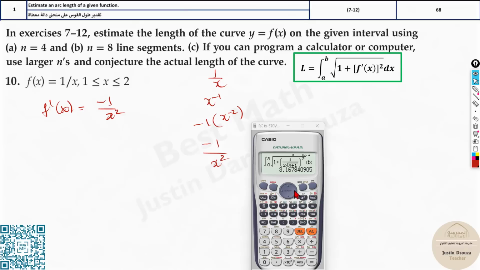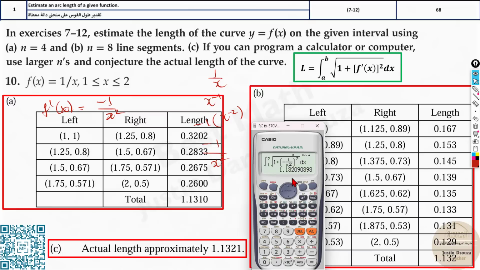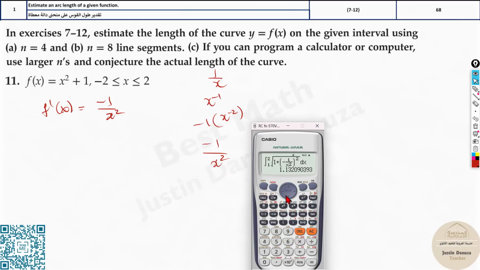Now here all we need to do is the same thing, integral. It is the square root of 1 plus, open the bracket, negative 1 by x squared, square it up, and then close the bracket, square this entire thing. So now that's why this negative becomes positive. And now what are the limits? It's 1 to 2. That's it. So the answer is 1.321. And you can see the other two answers are so close to it.